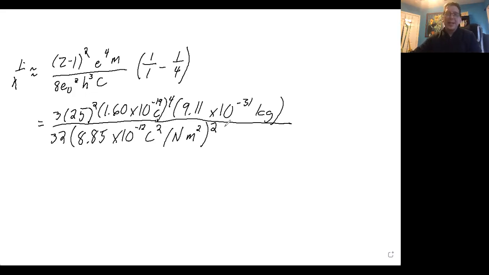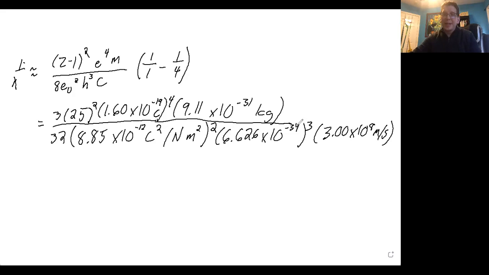Then you have Planck's constant, 6.626 times 10 to the negative 34, and you're cubing that. So you need to be extra careful. And then 3.00 times 10 to the 8 meters per second. Planck's constant is in joule seconds. So that's big and messy, and you have to be super careful with the calculations with this. So let's see if I can get this to work.